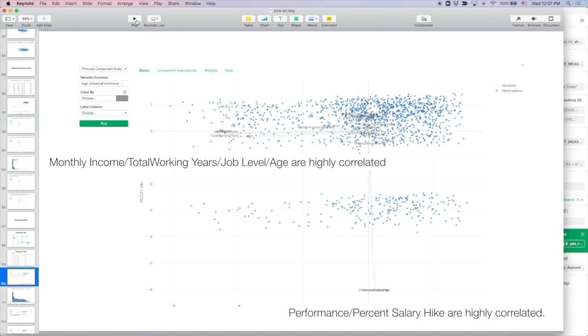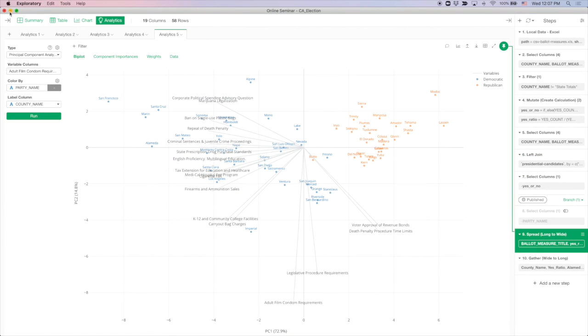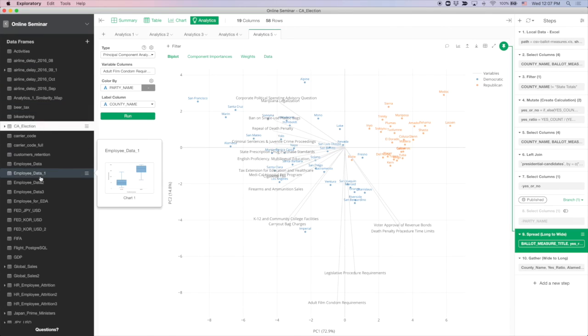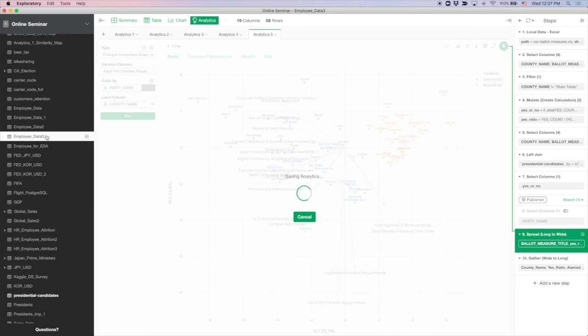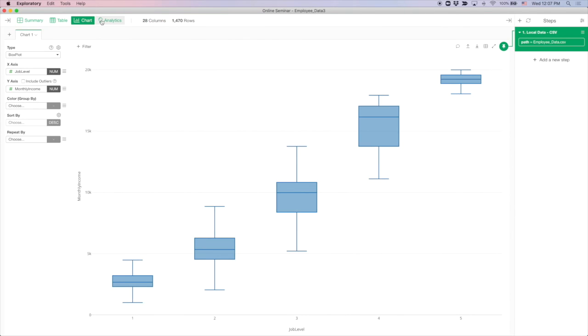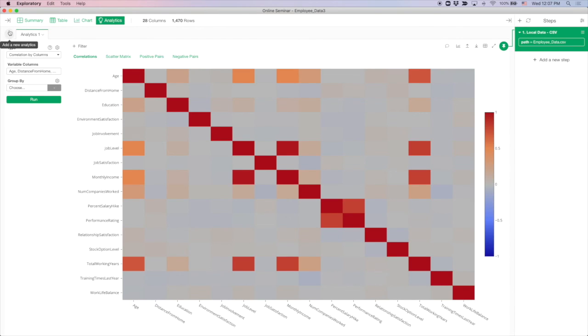So let's go directly there. Let's open the employee data frame and go to the analytics. And this is a heat map like we just saw. Some of the measures are highly correlated. For example, job level and monthly income are highly correlated. And here the percent salary hike and performance rating are also highly correlated, and so on. We can already see that some of the variables are highly correlated to one another.